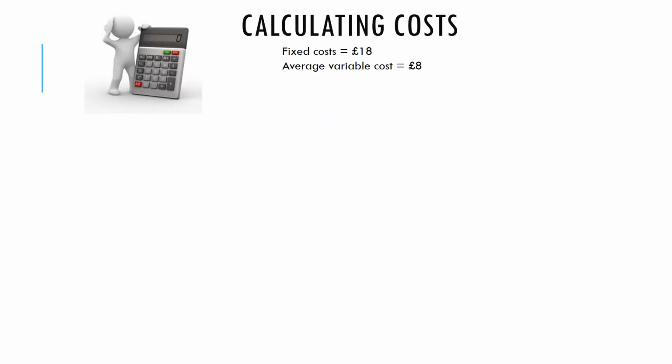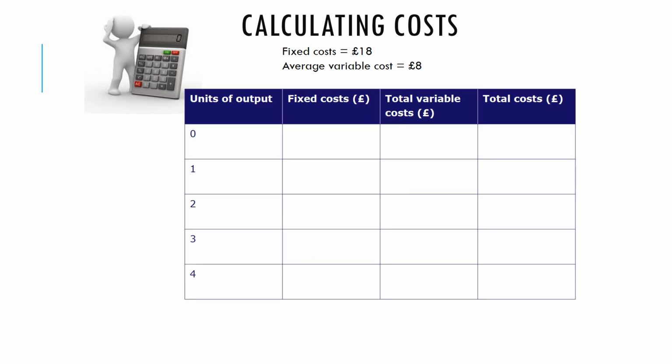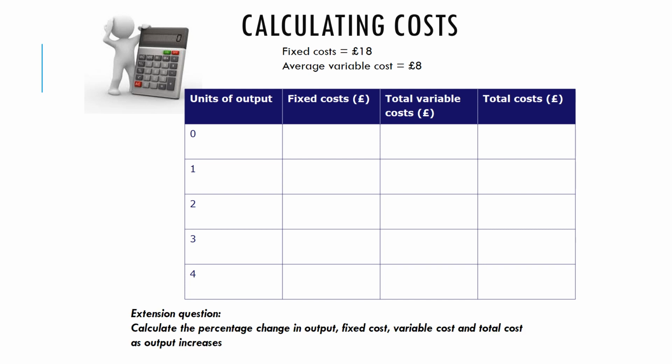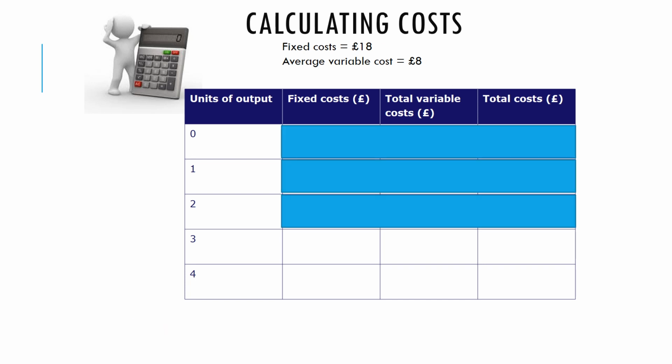Right, let's have a go at calculating some costs. In the table below, we've got units of output on the left-hand side. We've got a column for fixed costs, a column for variable costs, and a column for total costs. What I'd like you to do is pause the video and see if you could fill in the numbers in the gaps in the table. Well, let's start to have a look at this.